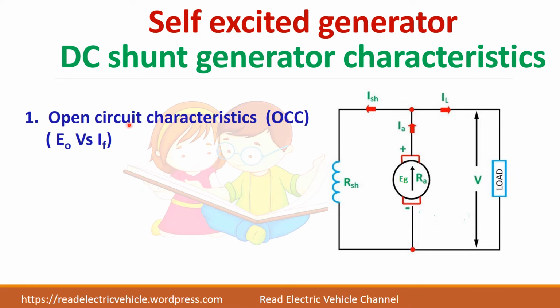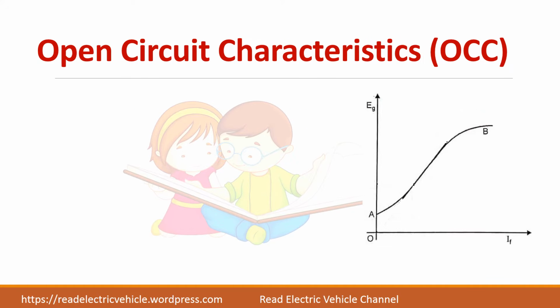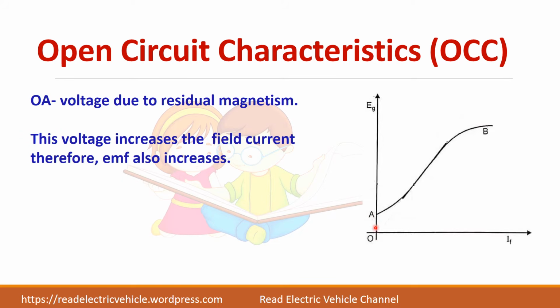So here also we will see about open circuit characteristics, internal characteristics and external characteristics. The OCC characteristics of shunt generator is similar to the separately excited generator. Here also when the field current is 0, due to residual magnetism there will be some voltage. When you increase the field current, EMF also increases. After a certain point, the poles get saturated and any increase in field current will not increase the generated EMF to a very high value.